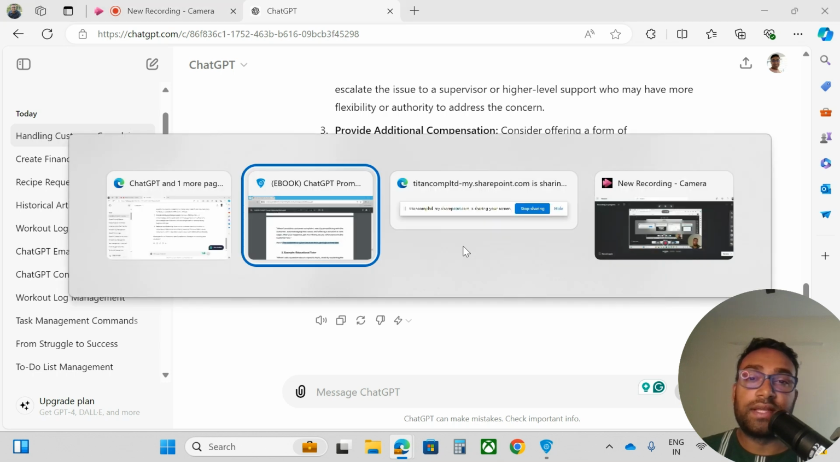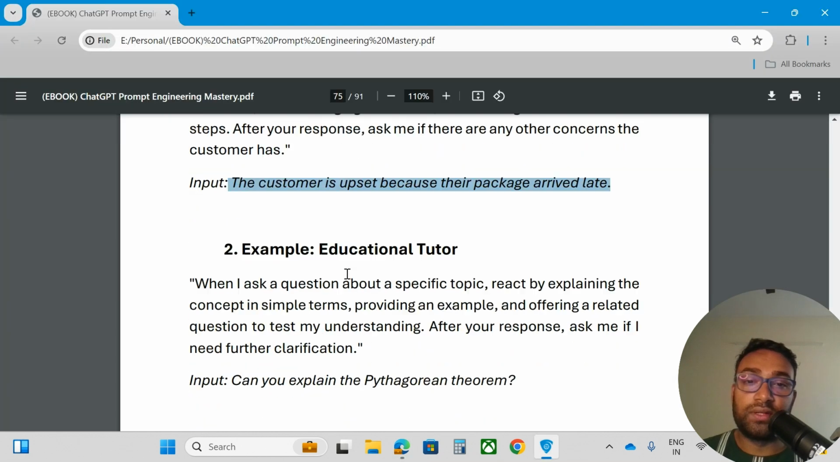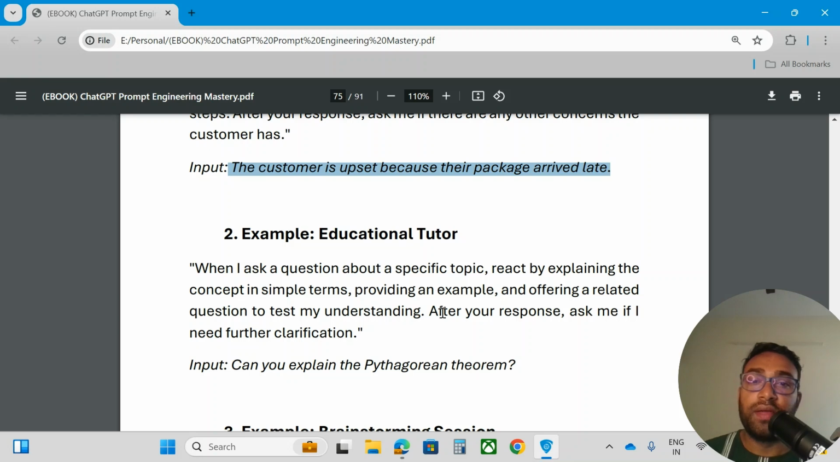So let us take another example. Educational tutor: when I ask a question about a specific topic, react by explaining the concept in simple terms, providing an example, and offering a related question to test my understanding.